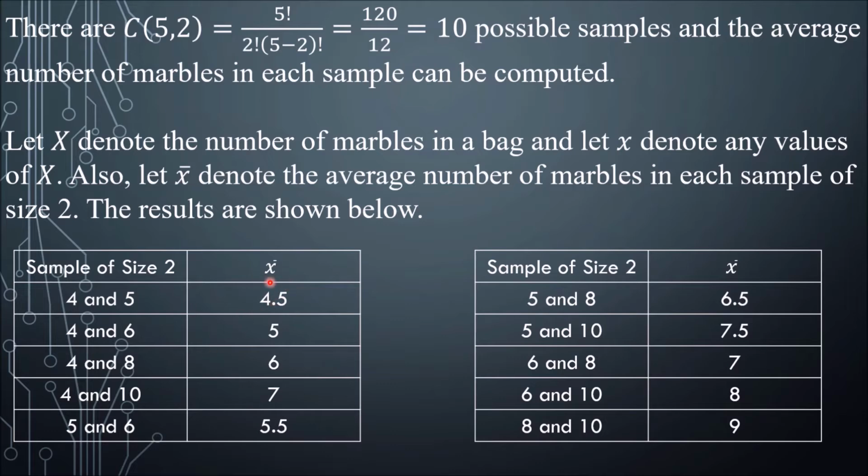Now, getting the average or the mean, we have 4 plus 5 divided by 2, 4.5. 4 plus 6 divided by 2 is 5. 4 and 8, 6. We have 4 and 10, 7. 5 plus 6 divided by 2, 5.5, and so on and so forth, up to 8 and 10, that is 8 plus 10 divided by 2, which is 9.